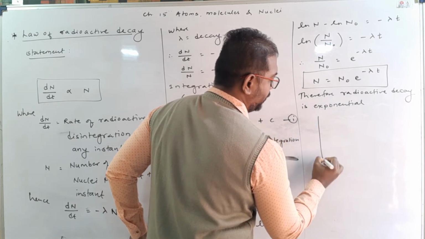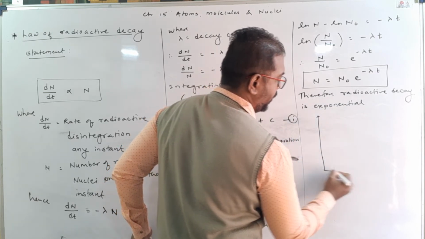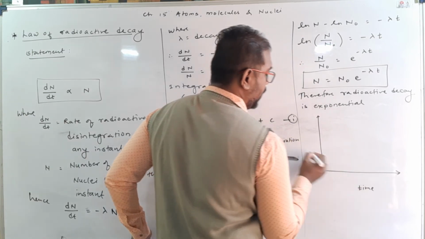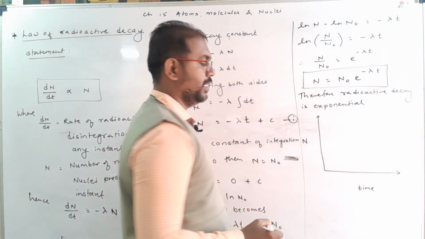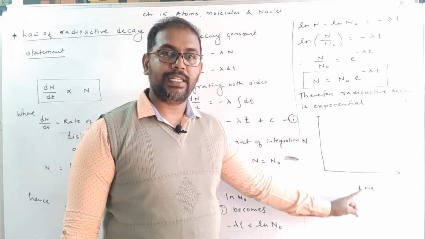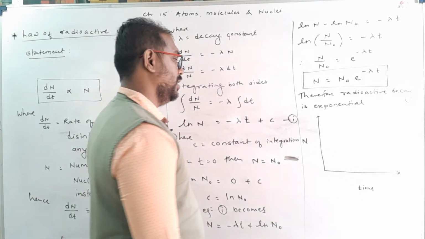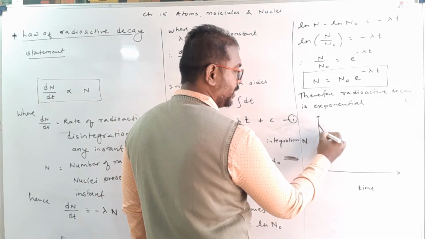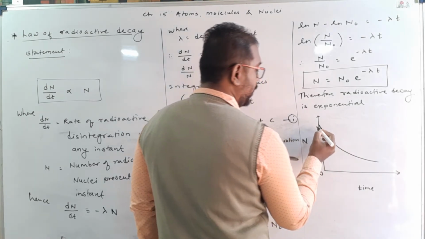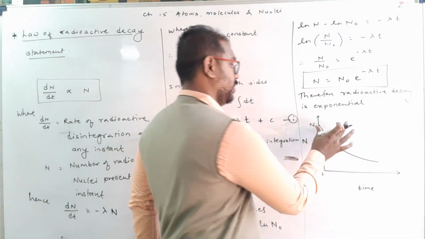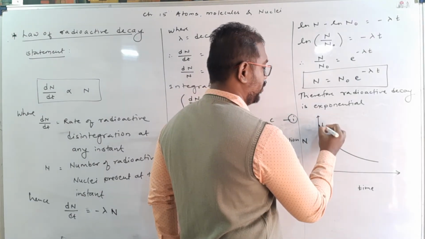If we draw a graph, let me draw a graph here. This is time and this is the number of substance present. So the number of substance present is on the y-axis and time on the x-axis. Initially when time is 0, the number of substance is equal to the original substance. Here I can write n0.